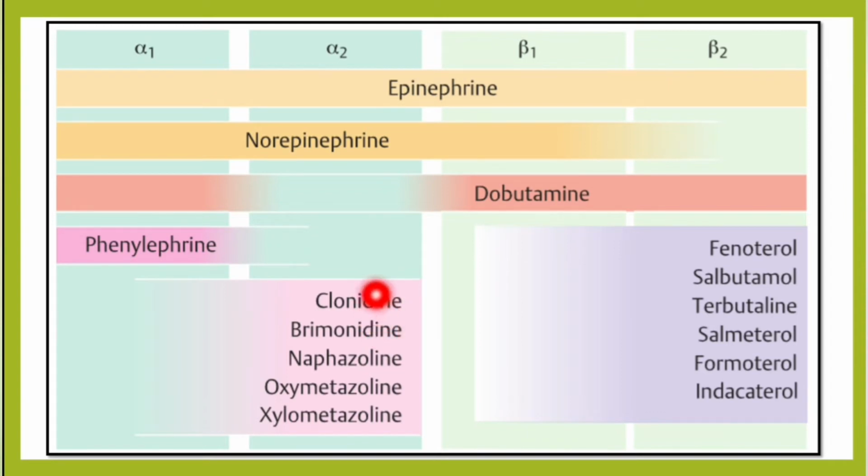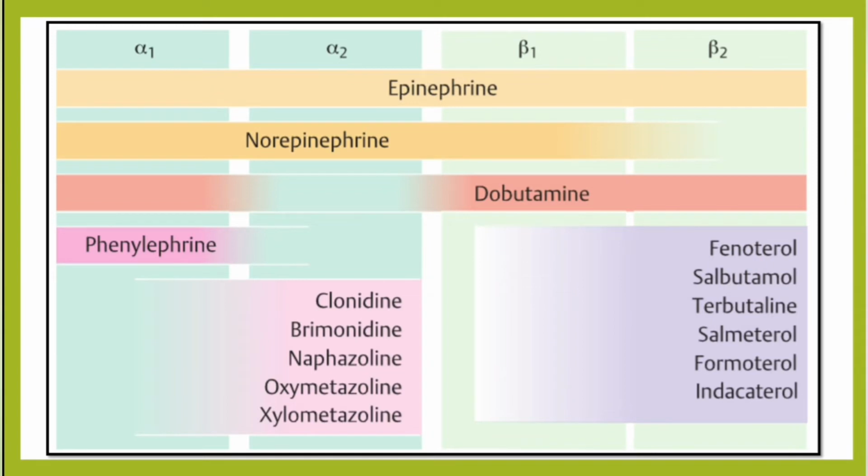Then you have alpha 2 agonists. They include clonidine, brimonidine, naphazoline, oxymetazoline, xylometazoline, right? So these ones are selective. Then you have beta 2. Selective beta 2 agonists include fenoterol, salbutamol, terbutaline, salmeterol, formoterol, indacaterol, right? So they have high activity on beta 2, but little activity on beta 1.